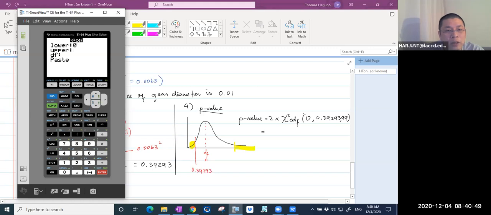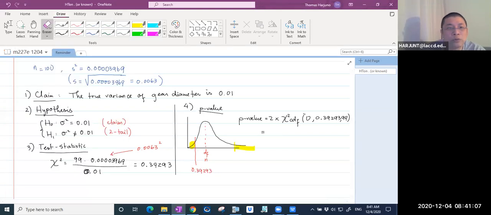The upper bound is 0.39293. And then degree of freedom is 99. You'll get, well, that's 0. The area is so small that it's basically 0. So the p-value will be 0.